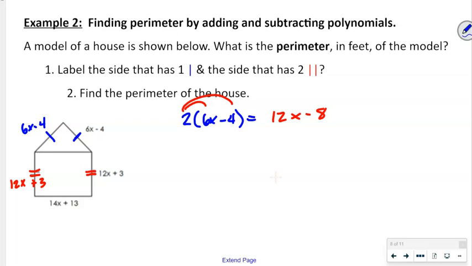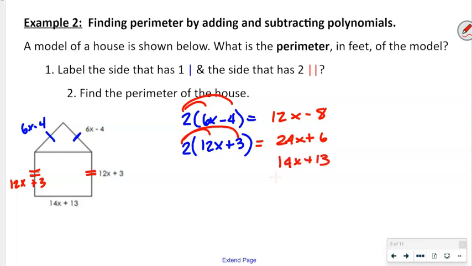Now we're going to talk about our sides. So we're going to again go 2 times 12x plus 3. We are once again going to distribute it. So we're going to go 2 times the 12x. That's going to give us 24x. 2 times the 3. That's going to give us 6. And then we're just going to bring in this 14x plus 13.